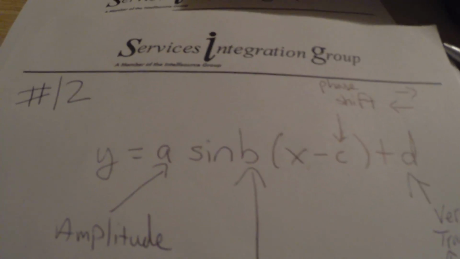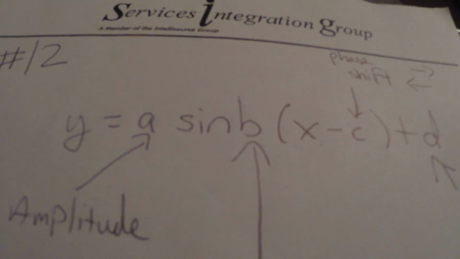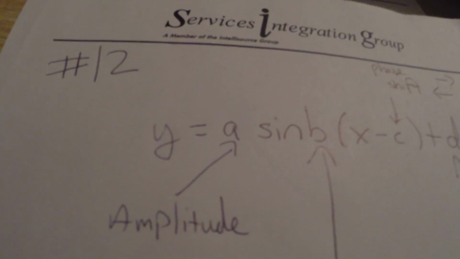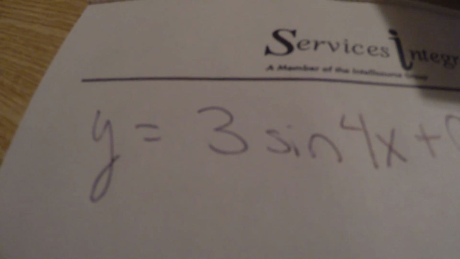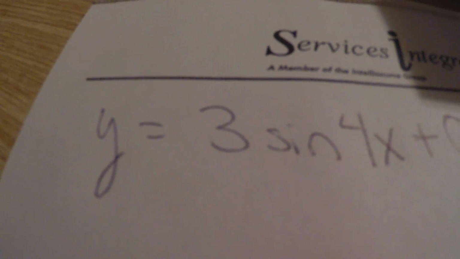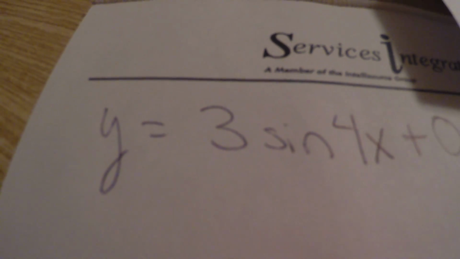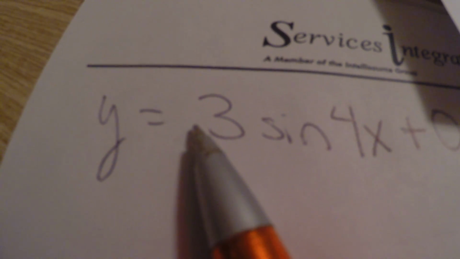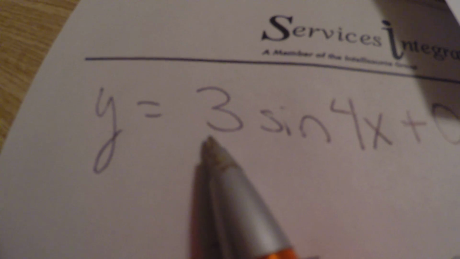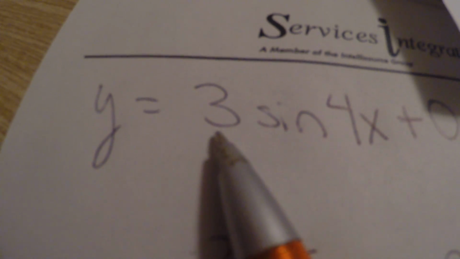Number 36, what is the amplitude of the curve? Amplitude, based on our handy-dandy equation, is going to be the a value, and the amplitude is thus 3. One little note here, if this equation said y equals negative 3 sine 4x instead of positive 3 sine 4x, the amplitude would still be 3. It wouldn't be negative 3, it would just be 3. So it would be positive 3.